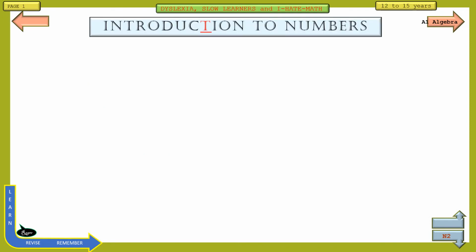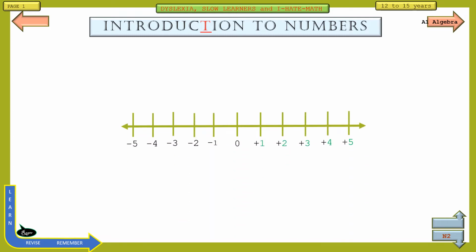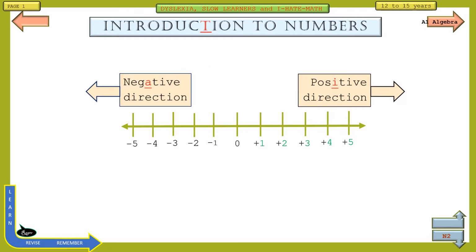Here we have an introduction to numbers. We are aiming to show why two negatives make a positive. The number line has several components. It has a positive direction and a negative direction.